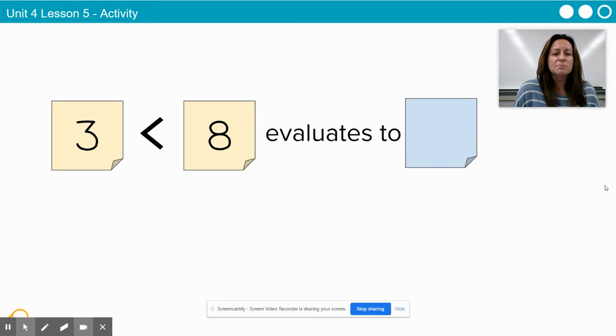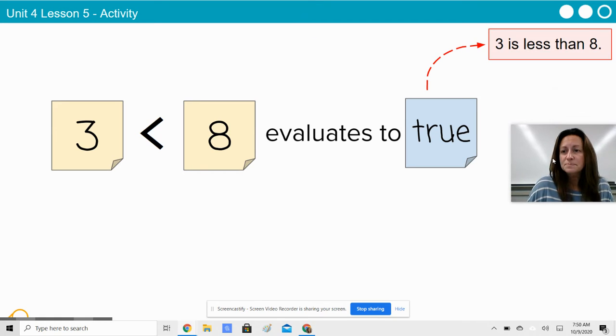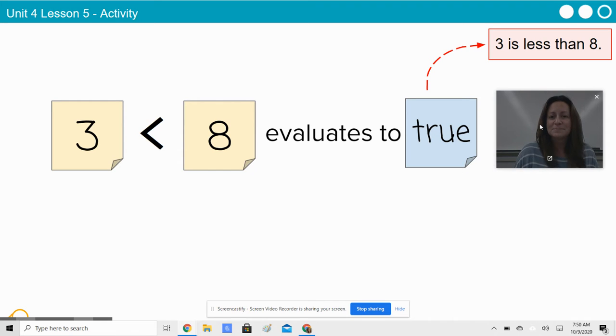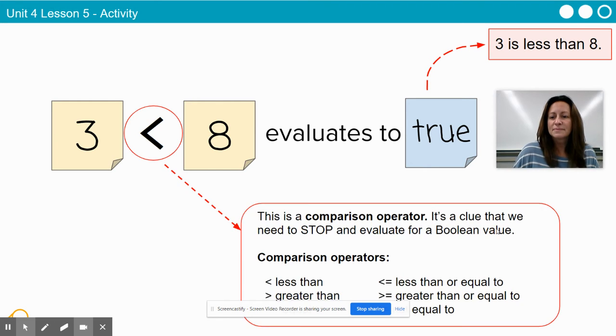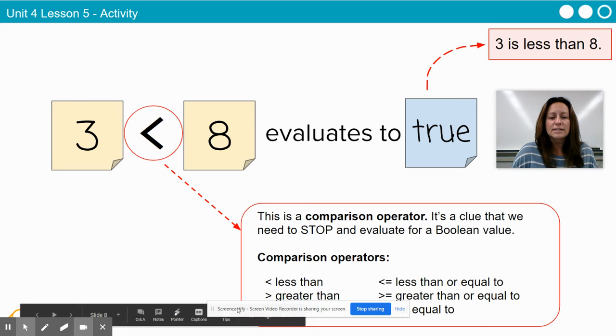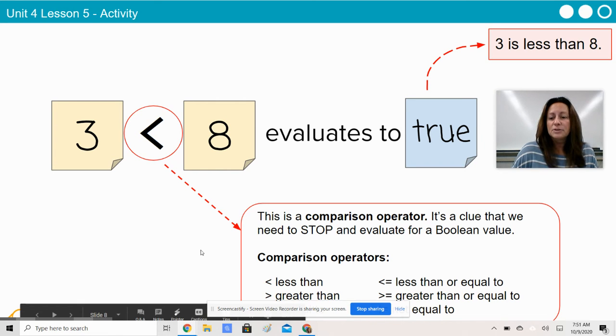Here's an example of an expression that evaluates to a Boolean. 3 is less than 8. Evaluates to true, because 3 is less than 8. The less than sign is a comparison operator. It's a clue that we need to stop and evaluate for a Boolean value. The comparison operators are less than, greater than, less than or equal to, and greater than or equal to.